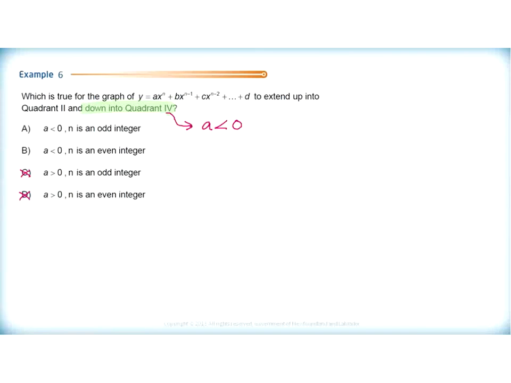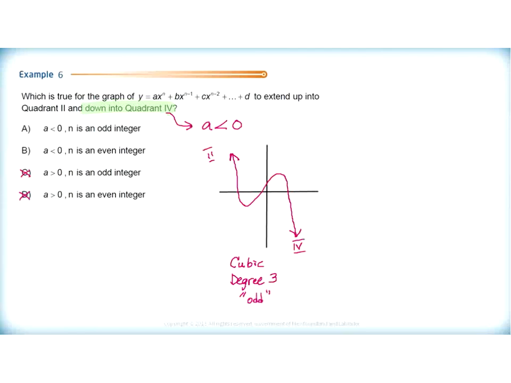If the graph extends up into quadrant 2 and down into quadrant 4, the first graph that comes to my mind would be an S-shaped graph extending from quadrant 2 to quadrant 4, and that would be a cubic function, which is of degree 3, which is odd. So the correct answer would correspond with A in this situation.